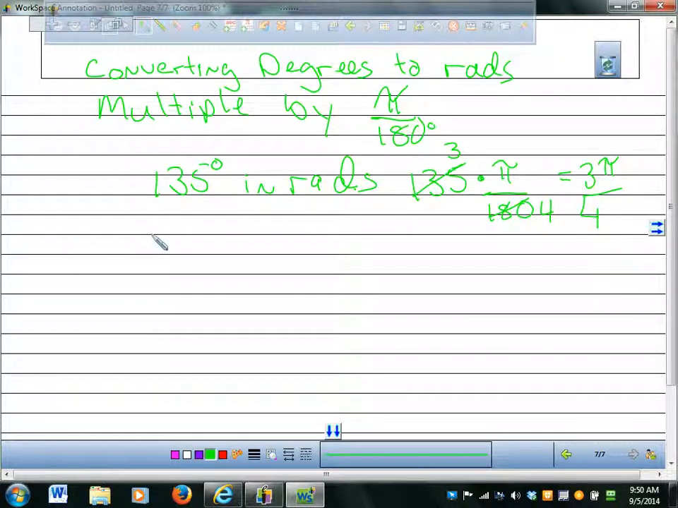The other thing, you'll get used to seeing these common angles all the time. How about 22.5? Just see if you could do that to radians. 22.5 is half of what?